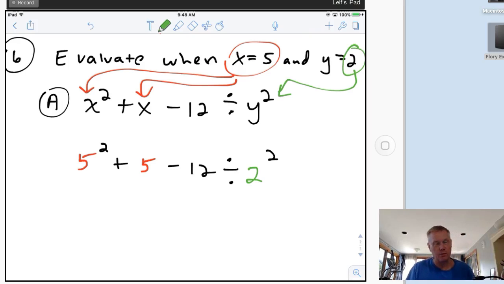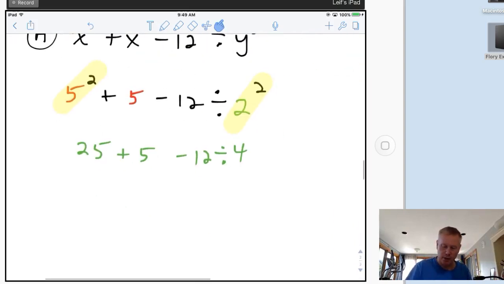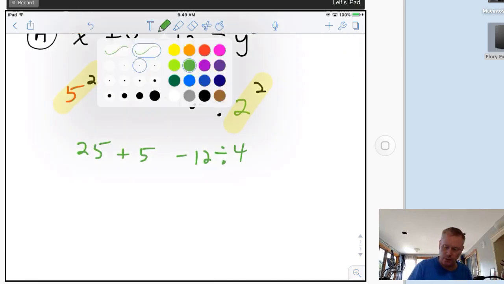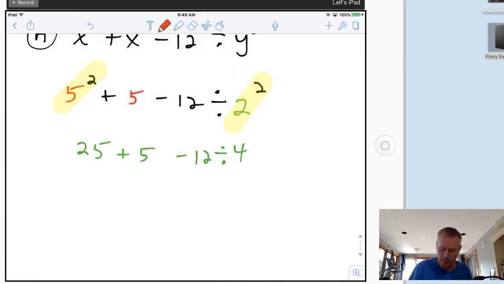All right, so now I can do, let's see, parentheses, no parentheses, exponents. All right, I got 2 sets of exponents. That one and that one. 5 squared is 25. 2 squared is 4. All right, so now I'm here. Now I do multiplication and division left to right. There's only division. The only thing I see I can divide are those 2. That's the division part. 12 divided by 4 is 3.